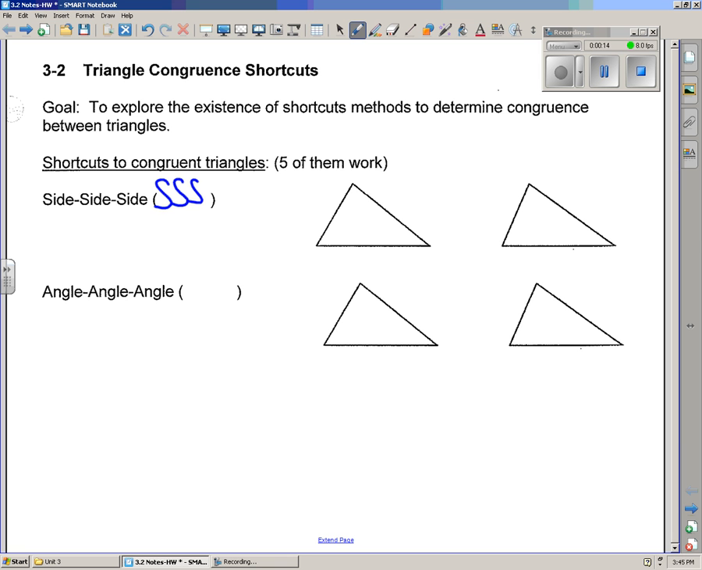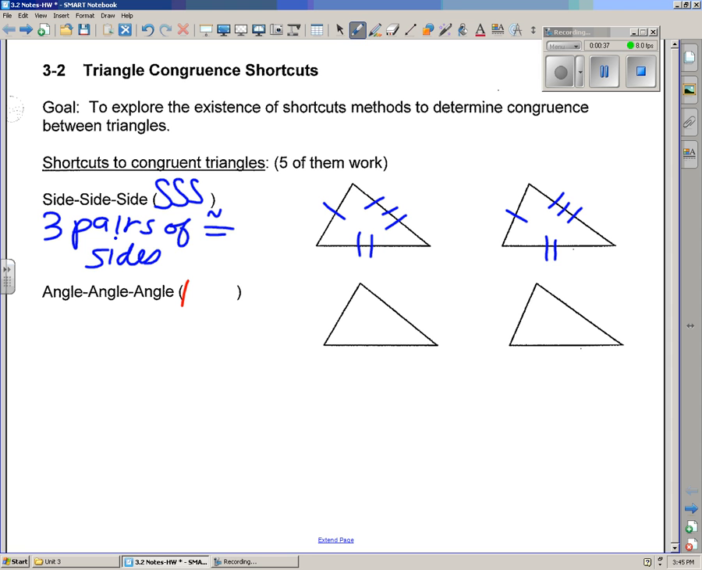That basically says if one pair of sides are congruent, a second pair of sides are congruent, and a third pair of sides are congruent, then you could possibly have triangle congruence here, which we will, in fact, have. This just means that there are 3 pairs of congruent sides.